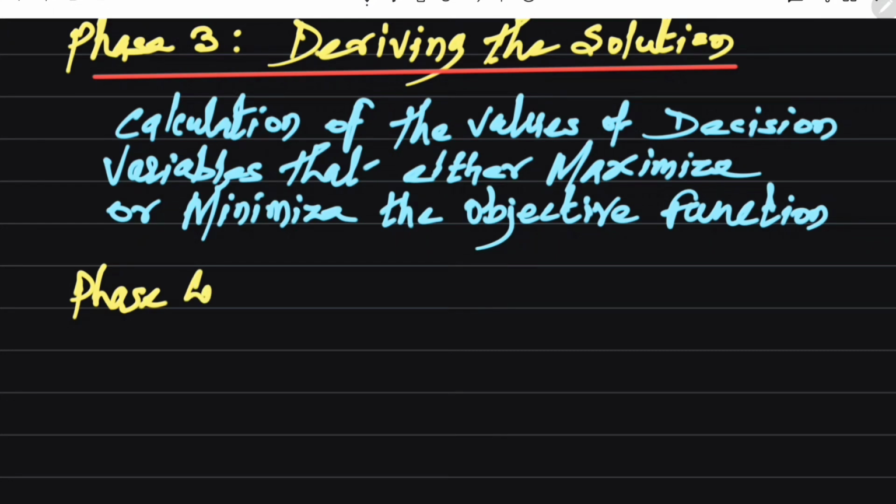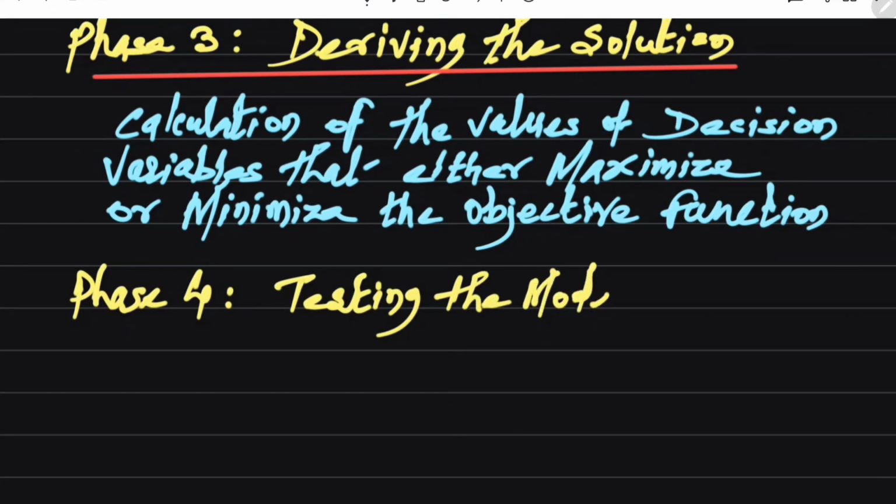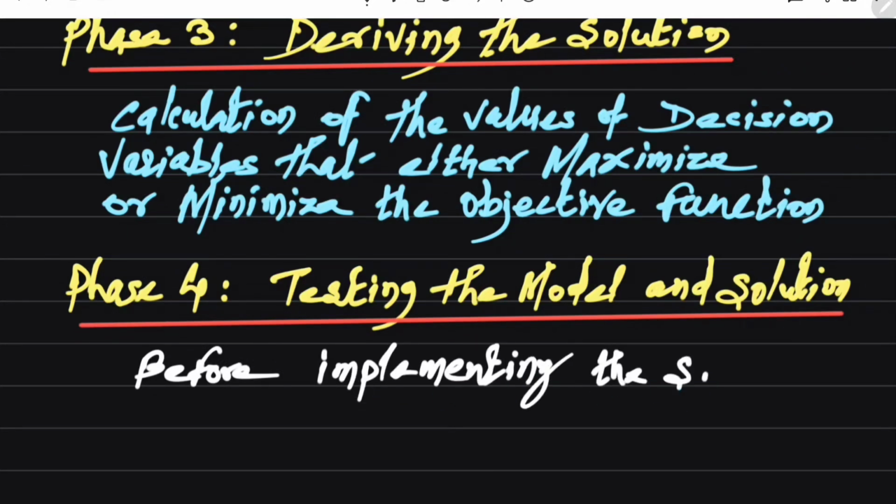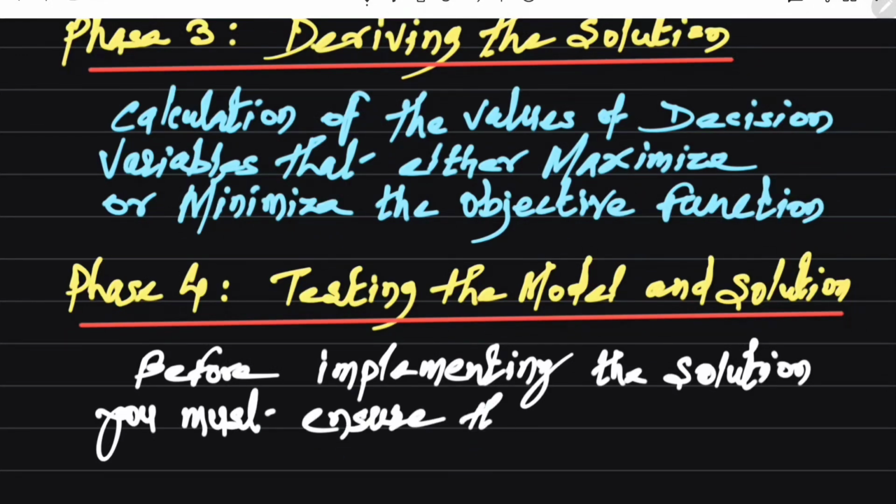Phase number 4, testing the model and solution. Before implementing the solution, you must ensure that the model accurately reflects the real world system or problem. There are 2 major steps we have to perform: validation and, second, refinement. Therefore, we will see them one by one.